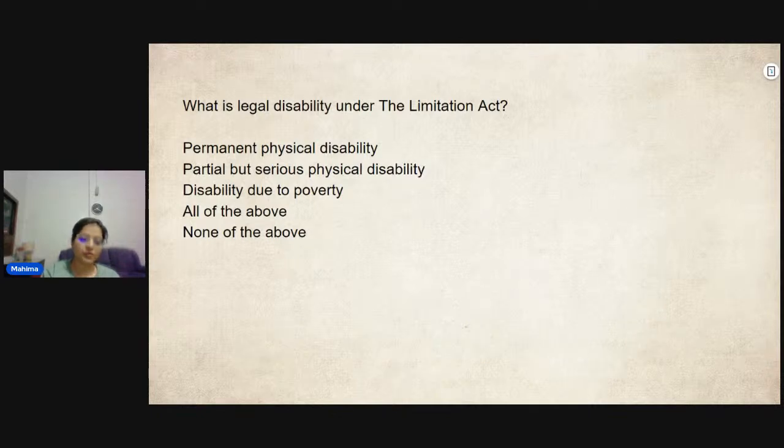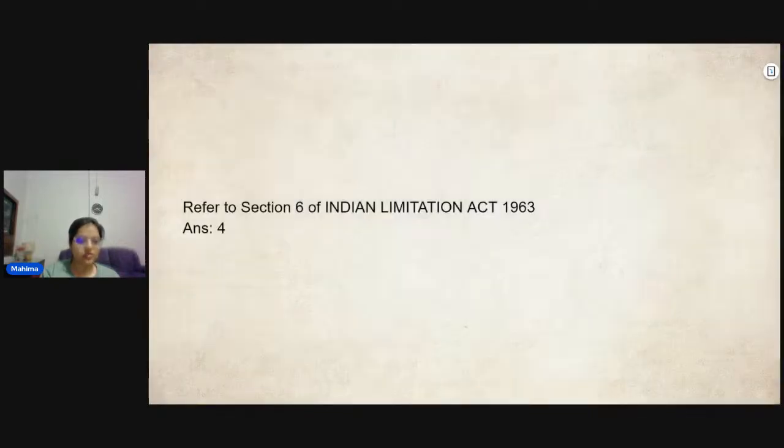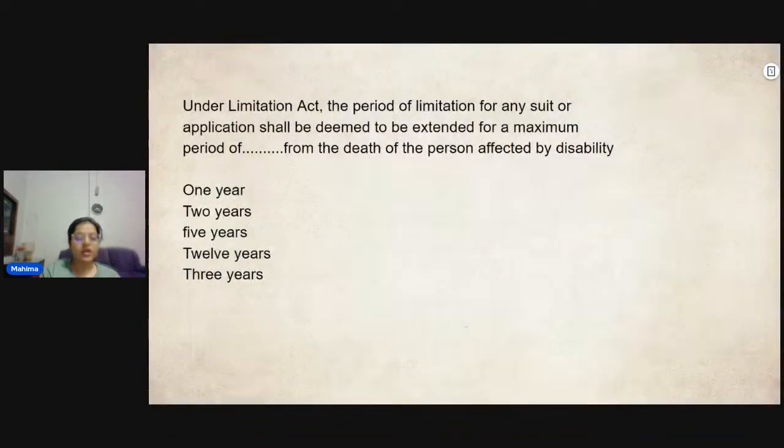Somebody is permanently minor, permanently insane, sorry, not permanently minor. Somebody is permanently insane. Yes, so the correct answer is all of the above. Under the Limitation Act, the period of limitation for any suit or application shall be deemed to be extended for a maximum period of dash from the death of the person affected by disability.